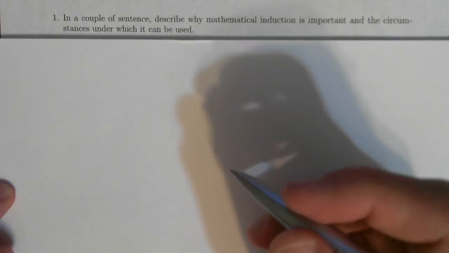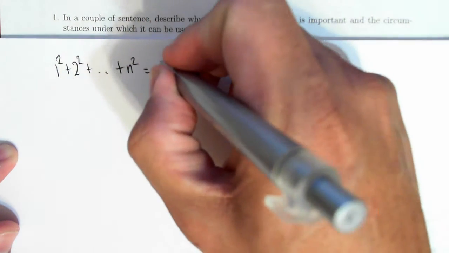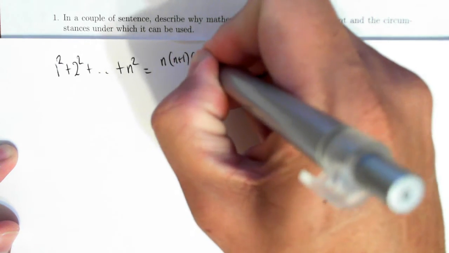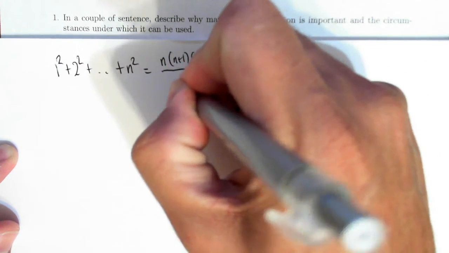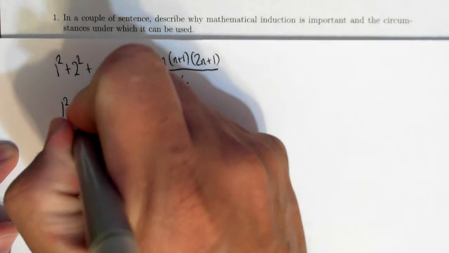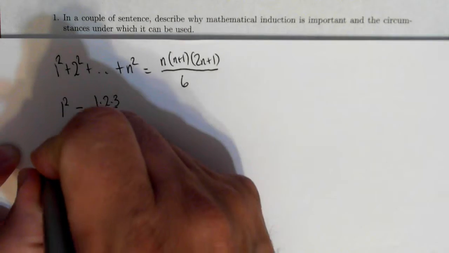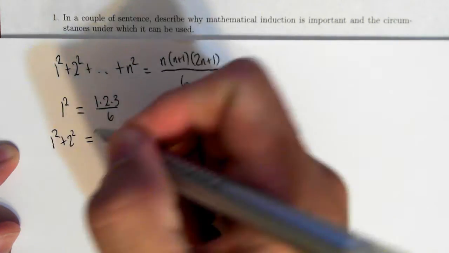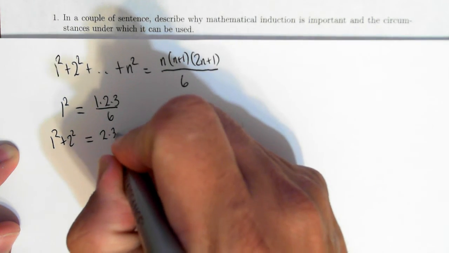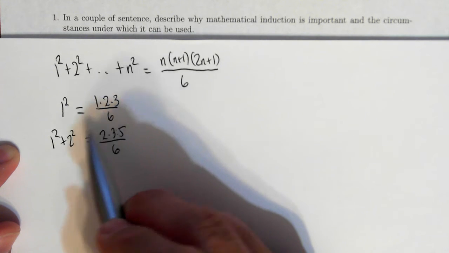For example, one possible pattern that we've seen before is that 1 squared plus 2 squared through n squared is equal to n times (n plus 1) times (2n plus 1) over 6. This is a pattern, and it's fairly easy to check that this works for the first few numbers. 1 squared is indeed equal to 1 times 2 times 3 over 6. And if I take the first two numbers, 1 squared plus 2 squared is equal to 2 times 3 times 5 over 6. If I cancel the 6s, that leaves me 5 on this side and also 5 on the other side.